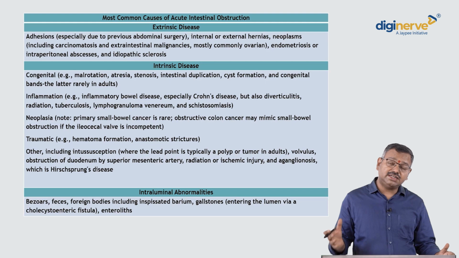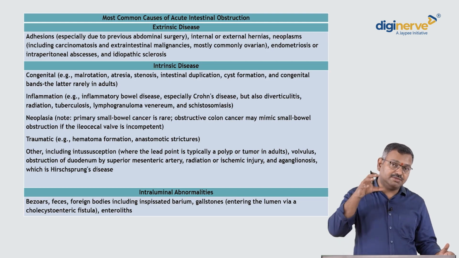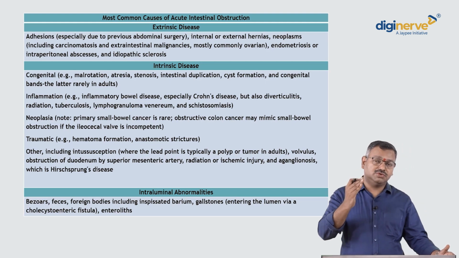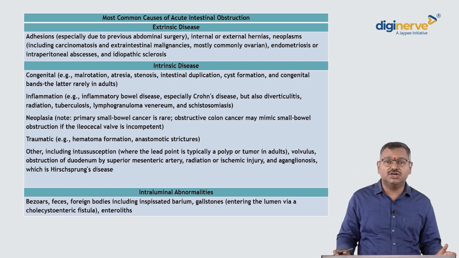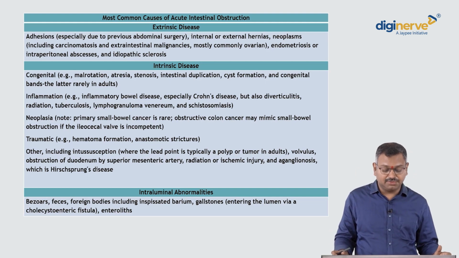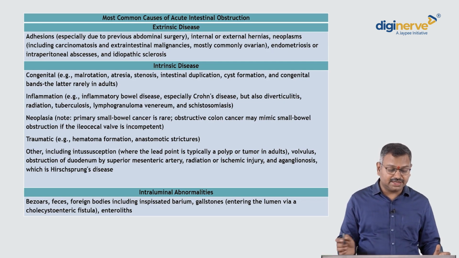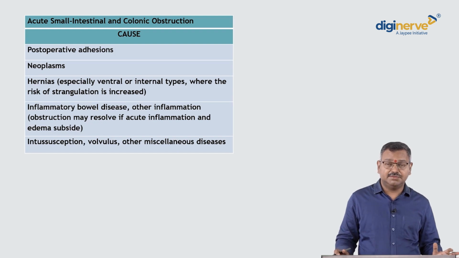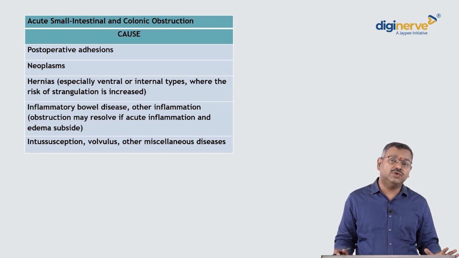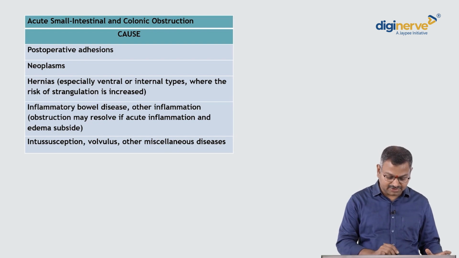Next, you could have intraluminal problems, that is, problems directly within the intestine lumen, not in the mucosa, not in the wall, like bezoars, feces, foreign bodies or gallstones or enteroliths that could happen. These are the common conditions that can produce acute intestinal obstruction. Out of these, the majority of the causes are due to adhesions, sometimes due to hernia, malignancies and inflammatory bowel disease.